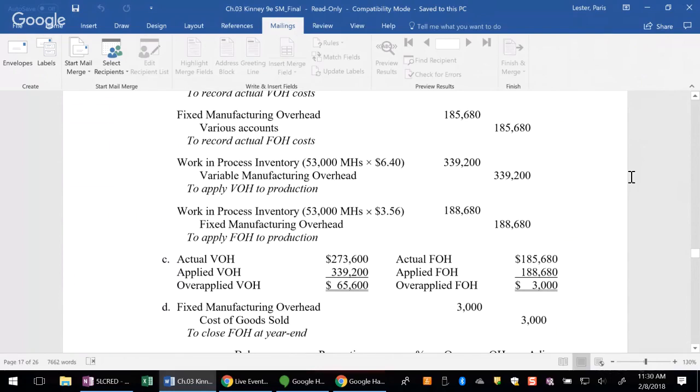Okay, now D part, close fixed overhead at year end. That is to take it out of cost of goods sold. You see, we put 188 into cost of goods sold up here, because that's where work in process ends up, finished goods. So now we're going to take 3,000 out of that 188. It brings it down to actual 185.